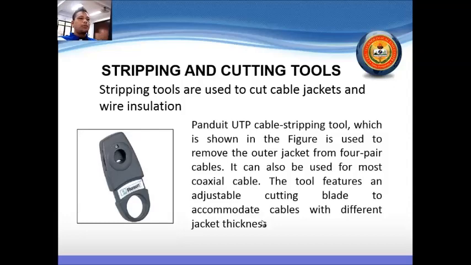Example here, the conduit UTP cable stripping tool, which is shown in the figure, is used to remove the outer jacket from four pair cables. It can also be used for most coaxial cable. These four pair cables are usually UTP cables, unshielded twisted pair cable. Coaxial is the cable you may have seen with antennas and TVs. The tool features adjustable cutting blades to accommodate cables with different jacket thicknesses. So you can see the three circles here, where we insert our cables.